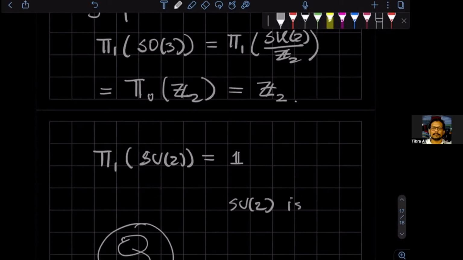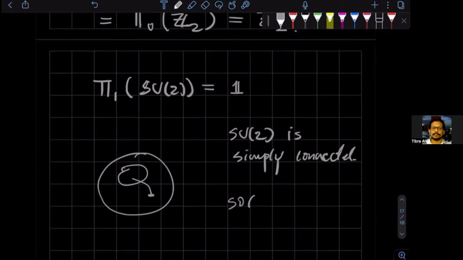SU2 is simply connected. SO3 is multiply connected.